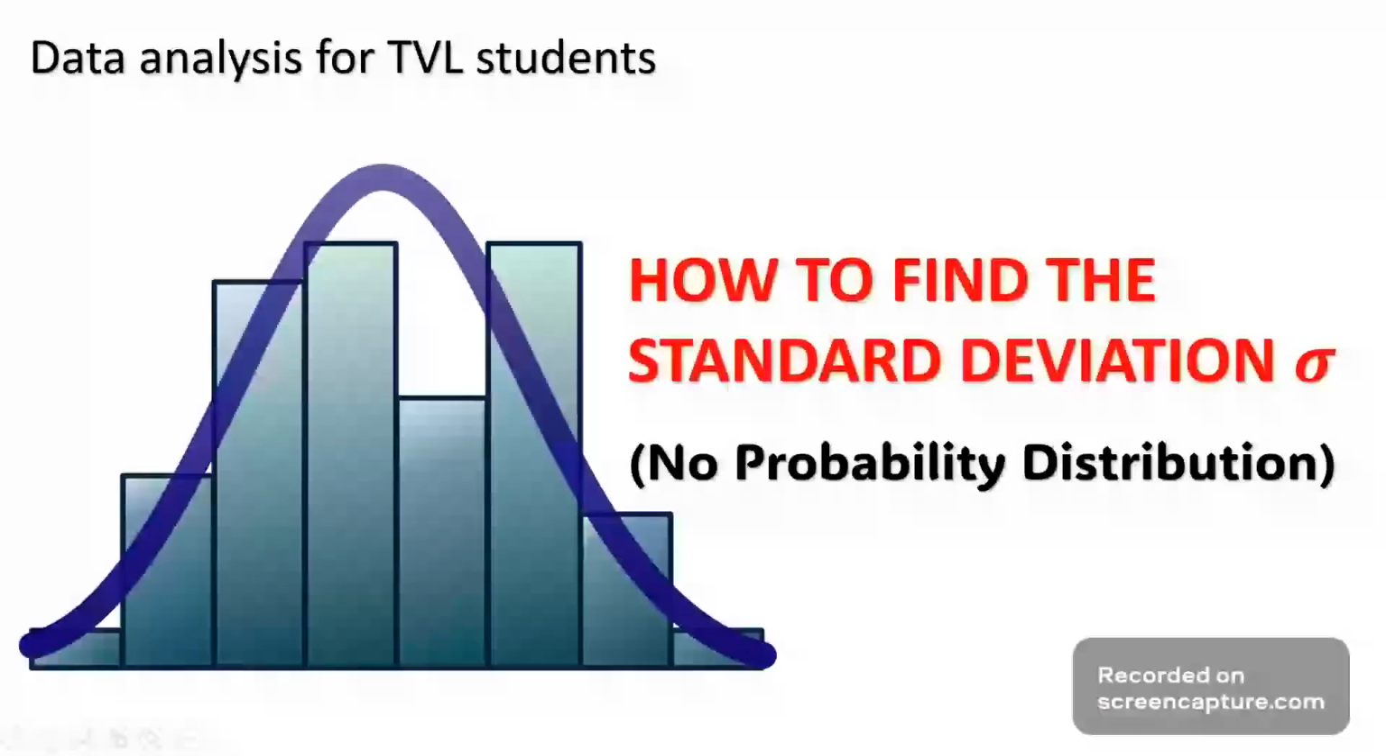Today, we'll learn how to find the standard deviation sigma of the following small population dataset. For those taking advanced statistics classes, this solution is not based on a probability distribution, but rather the standard deviation of a given population data. All right, let's get started.